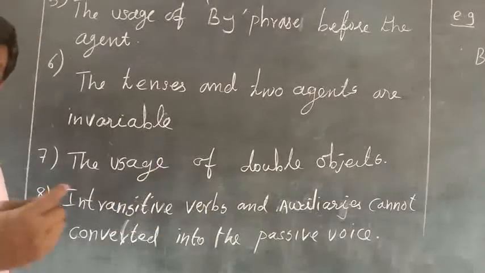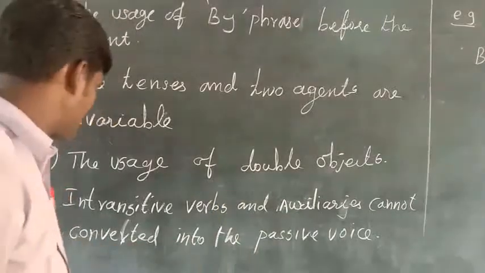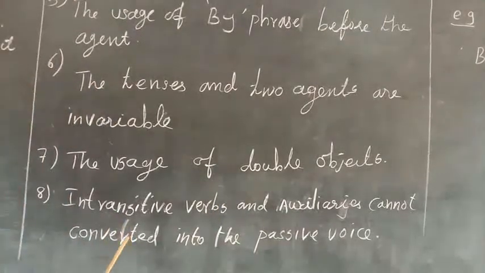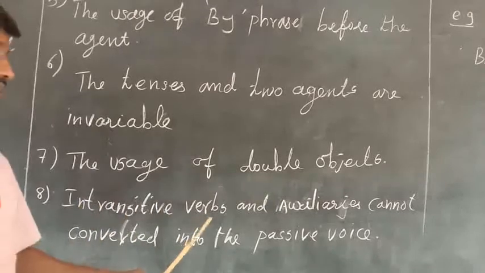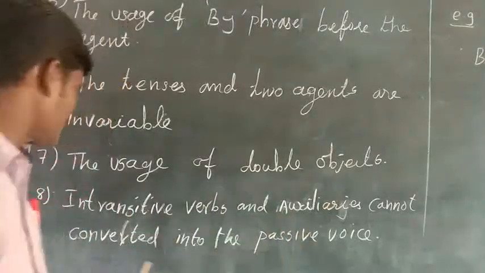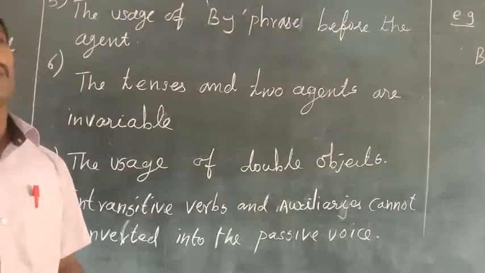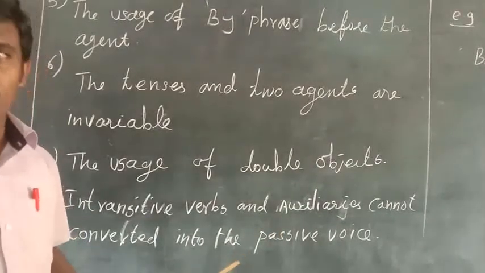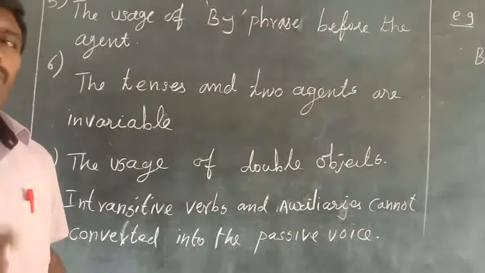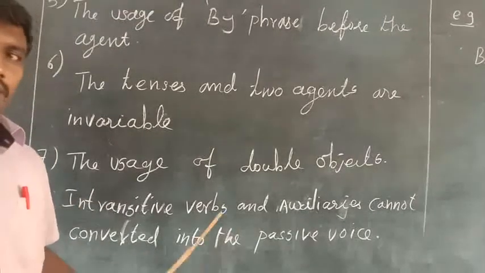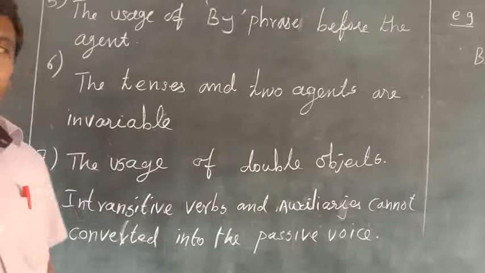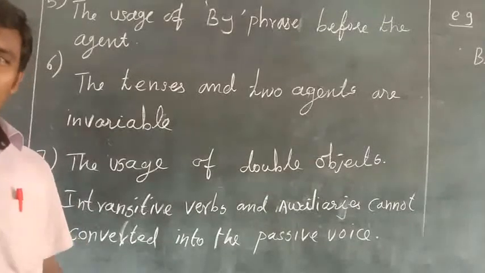The passive voice can be used with double objects. And the 8th one is very, very important. Intransitive verbs and auxiliaries cannot be converted into the passive voice. Say for example, you drive fast. We cannot change it to the passive voice. He goes to the market. We cannot convert it into the passive voice because that is an intransitive verb.